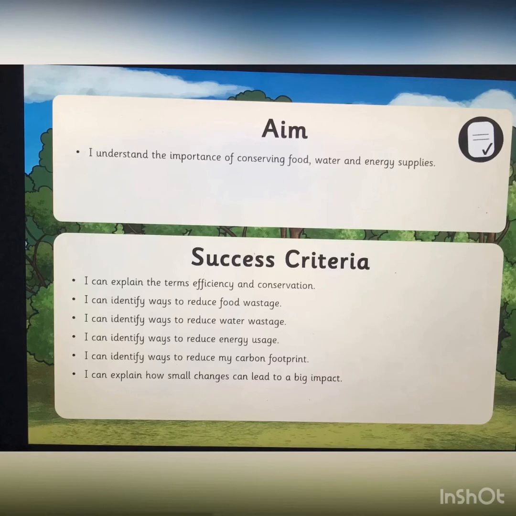So, what have we learned today? I hope we understand the importance of conserving food, water, and energy supplies. You should be able to explain what efficiency and conservation mean. You should be able to identify ways to reduce our food wastage, water wastage, energy usage, and carbon footprint. And you should be able to explain how small changes can lead to big impacts.